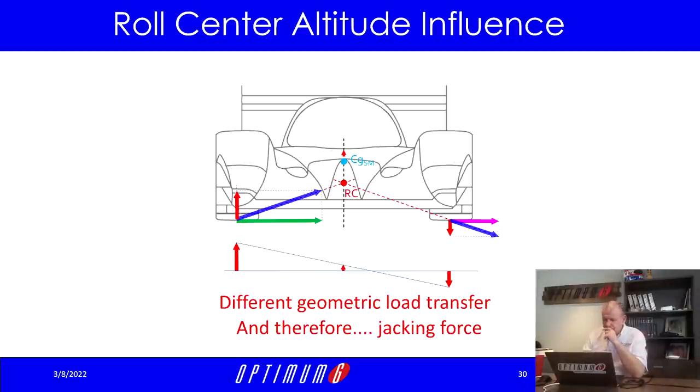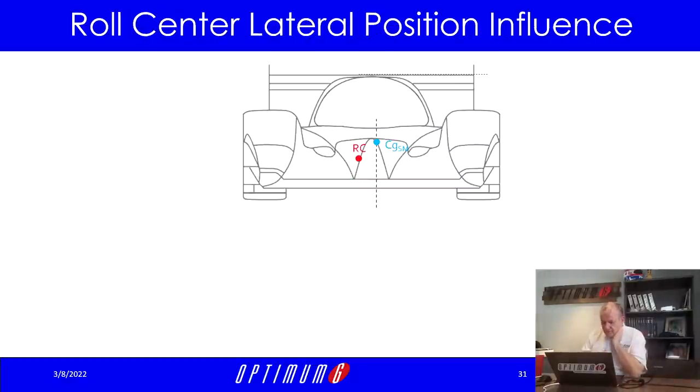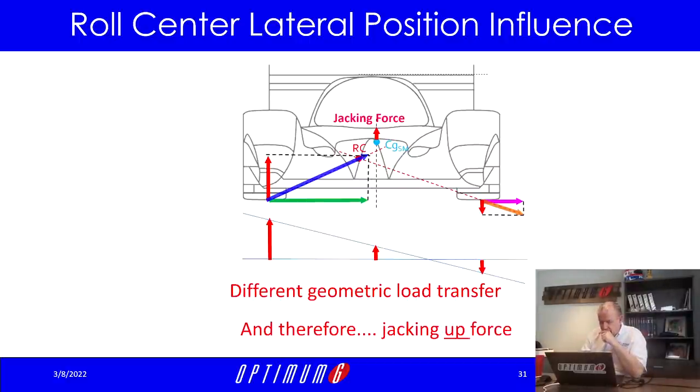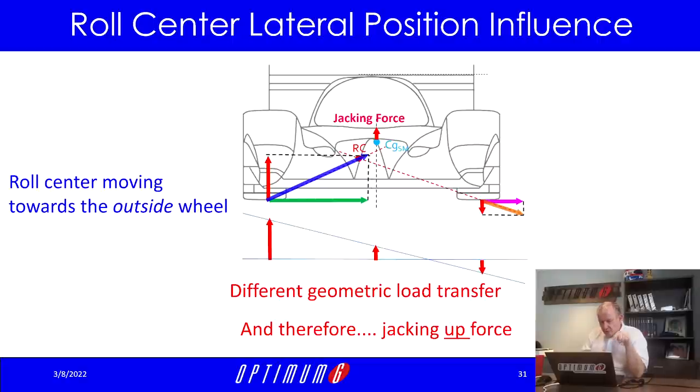Now let's move the roll center towards the outside wheel. So let's say the roll center is here. You have the same force variation, and you see that if you look at the geometric weight transfer, you're going to have more geometric up than down. That is going to create a jacking force which is going to lift the car. Now let's put the roll center towards the inside wheel, the inside of the corner also. So roll center moving toward the outside wheel, jacking force pushing the car up.